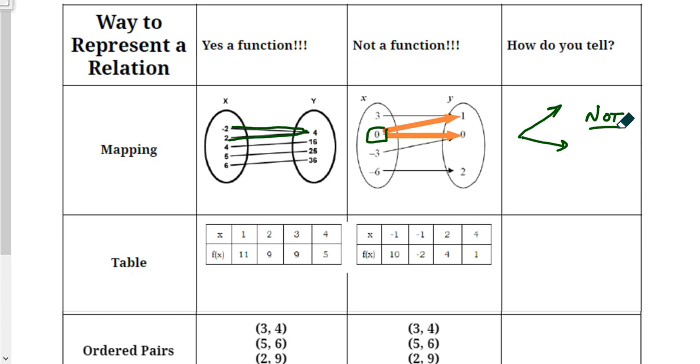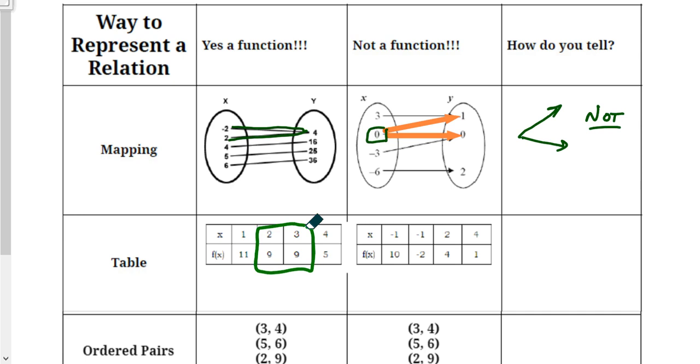In a table, remember I want to have each input go to at most one output. So my inputs here are the x's, my outputs are the f of x's, and I've got 1 going to 11, 2 going to 9, 3 going to 9, 4 going to 5. Wait, is this a problem? No, that's not a problem. That's just like what happens up above where -2 goes to 4 and +2 goes to 4. It's not a problem. Functions can do that.